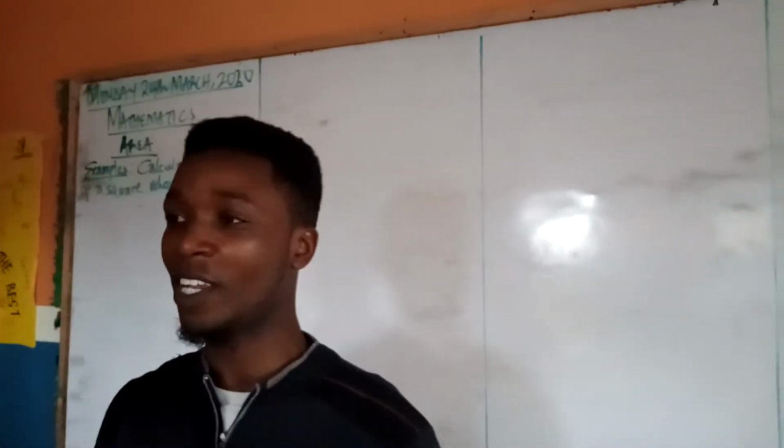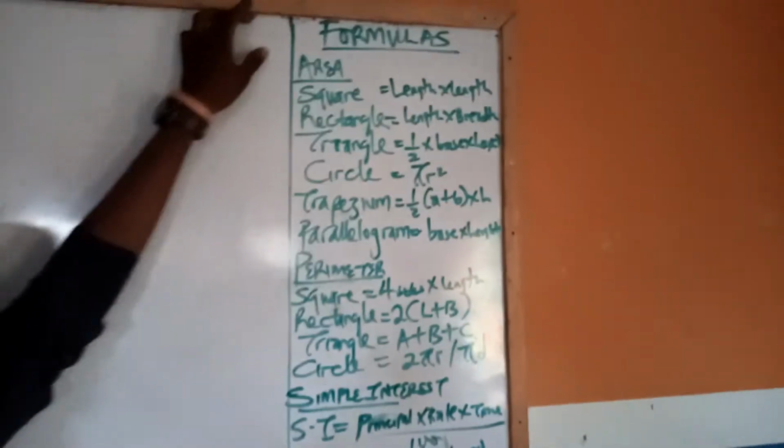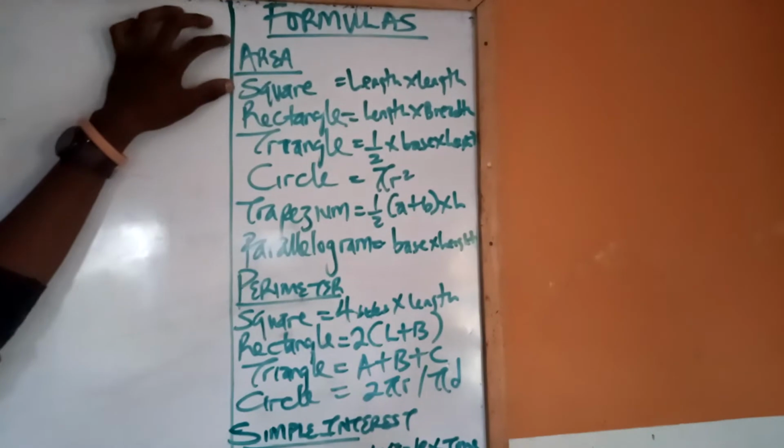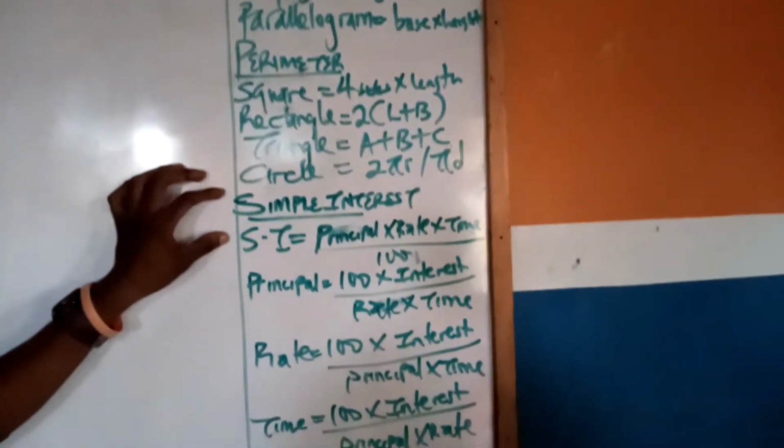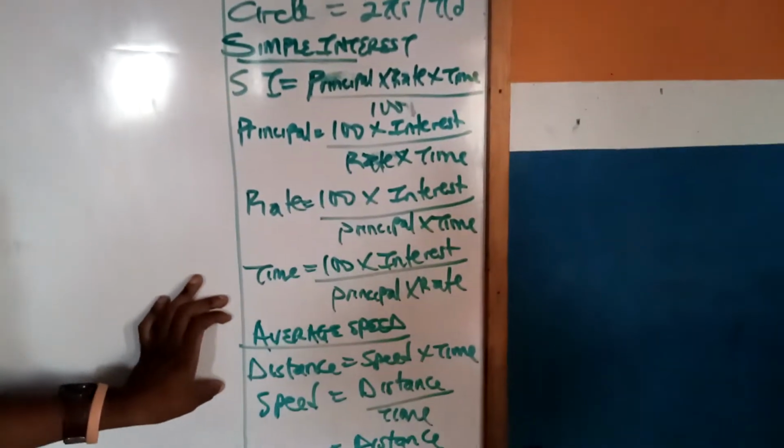I'm a Basic 5 class teacher, and I'm here to take you on mathematics. Now, here are some topics that we're going to treat. This is area, formula for area, formula for perimeter, formula for simple interest, and formula for average speed.